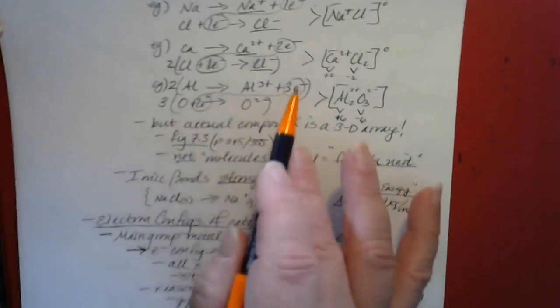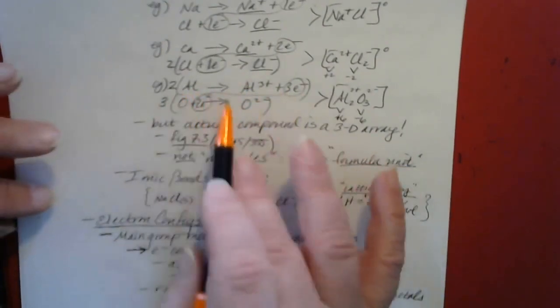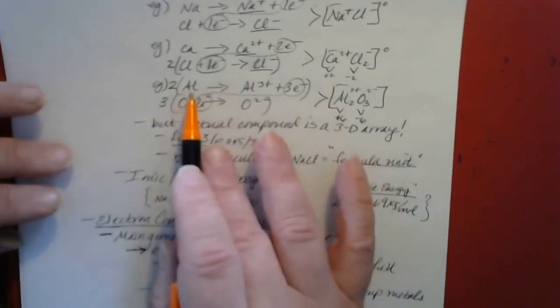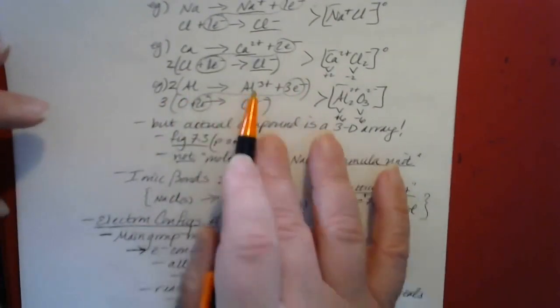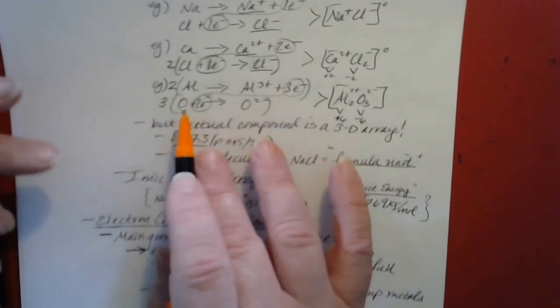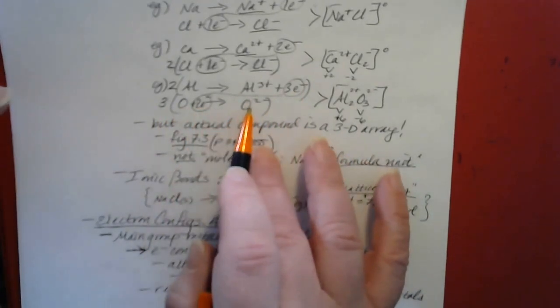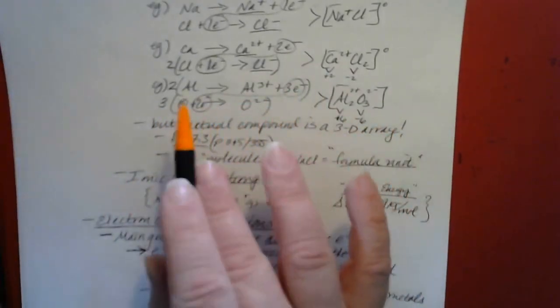The goal here is to get the number of electrons to be the same. The only thing you can do with 2 and 3 to get them to be the same is multiply the 3 by 2 and multiply the 2 by 3. So if we multiply this entire top reaction by 2, we get 2 aluminums going to 2 Al plus 3s and 6 electrons. And if we multiply the entire bottom reaction by 3, we get 3 oxygen atoms taking in 6 electrons to become 3 oxide ions. 6 and 6 would be the same for the electrons, and so the formula for the compound is Al2O3.